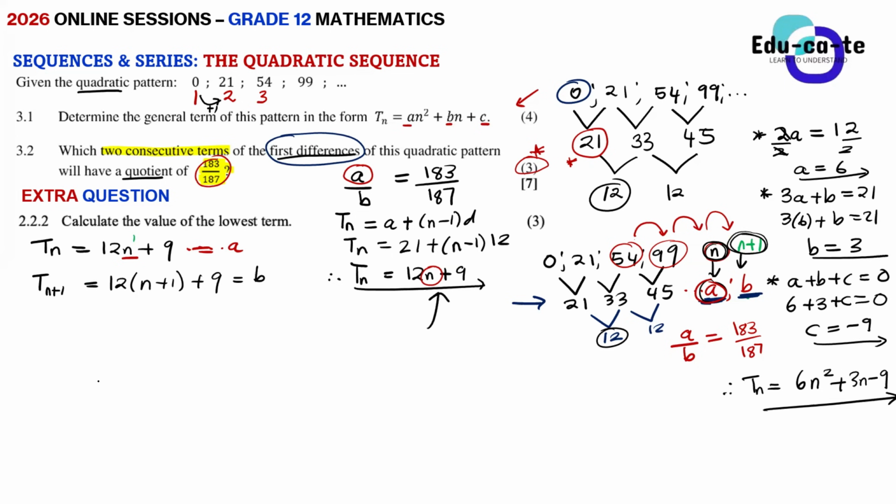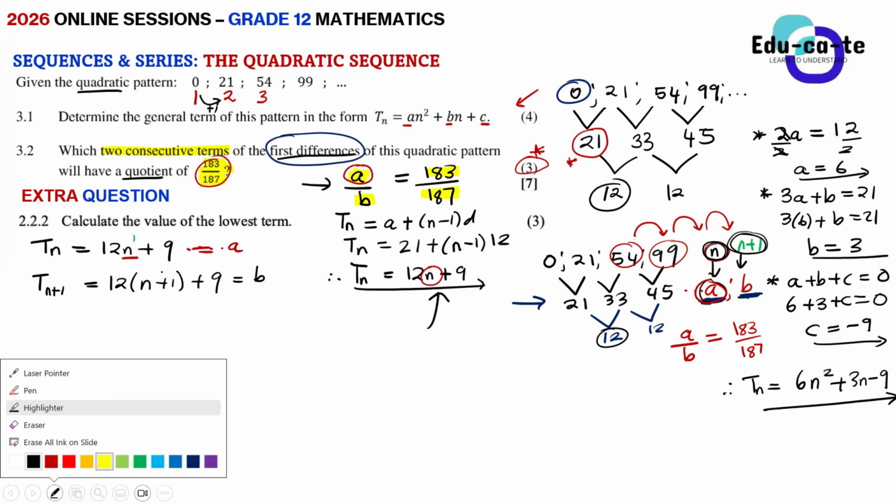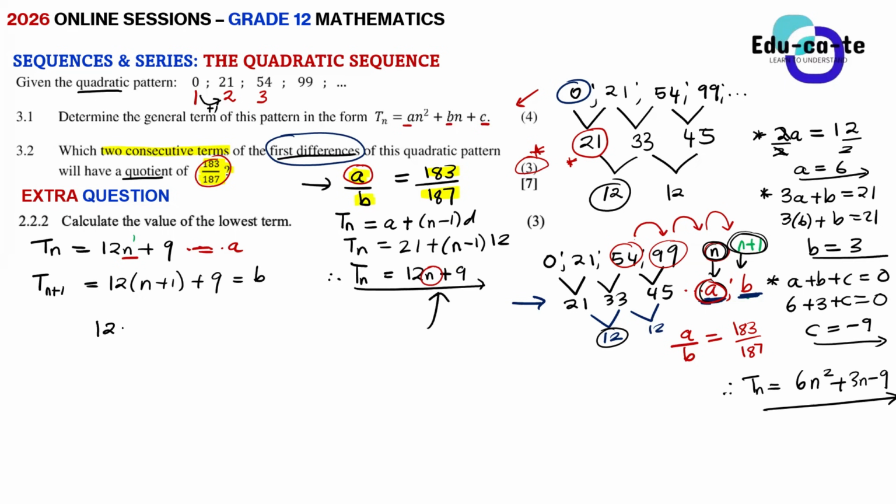All right. So here I said A over B is equal to 183 over 187. That is the quotient that we were given. That is why, guys, I said it's very important for you to take the English statement and turn it into a mathematical statement. Because if you didn't write A over B is equal to 183 over 187, you would not have a clue on how to handle this. So now all you have to do is say the value of A, I can find it by saying 12 times n, which is the position of A, plus 9.